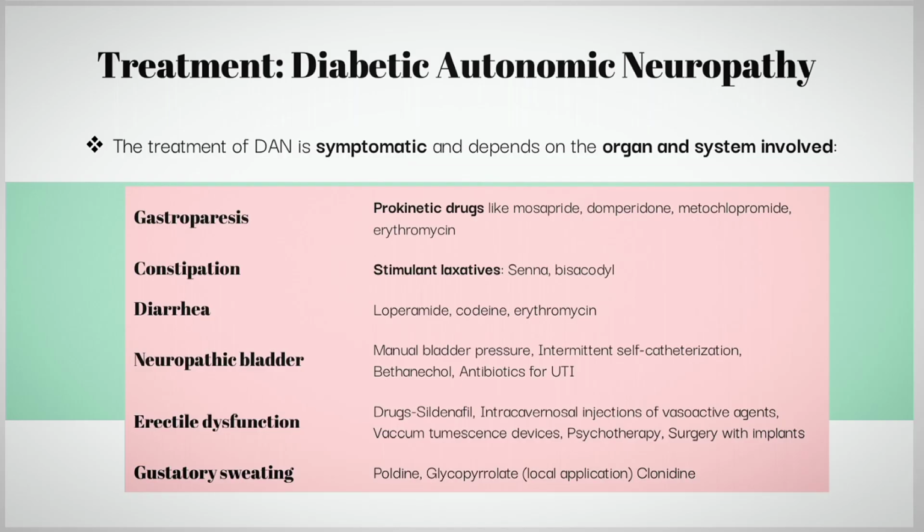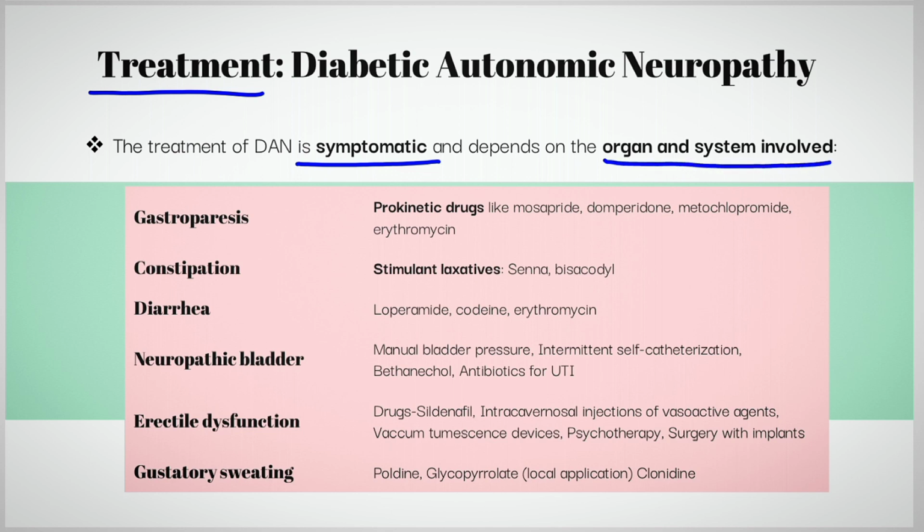So, what is the treatment for this diabetic autonomic neuropathic condition? Usually the treatment of diabetic autonomic neuropathy is symptomatic, and this treatment will depend upon the organ and system involved in this condition. For example, for gastroparesis, we can give prokinetic drugs. For constipation, stimulant laxatives can be given. For diarrhea, medications like loperamide and codeine can be given.